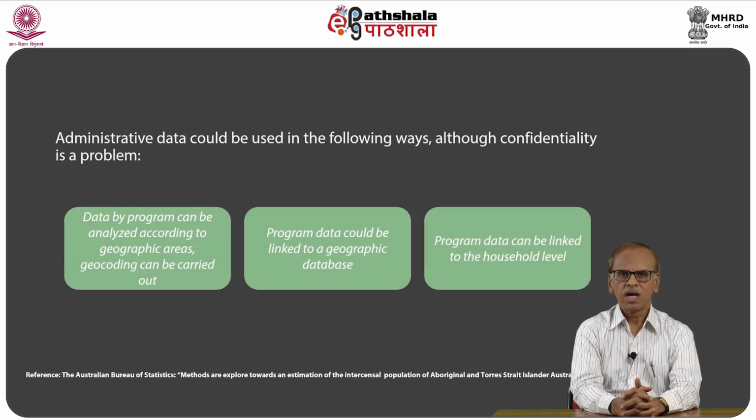Number C. Administrative data could be used in the following ways, although confidentiality is a problem. Number 1, data by program can be analyzed according to geographic areas. Geocoding can be carried out. Number 2, program data could be linked to a geographic database. Number 3, program data can be linked to the household level.